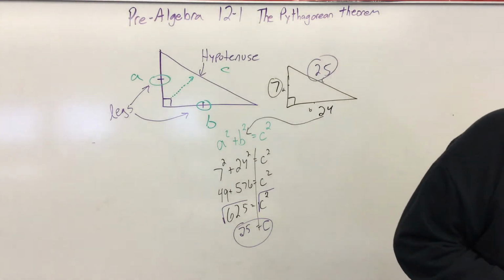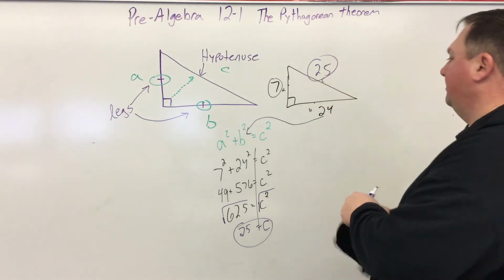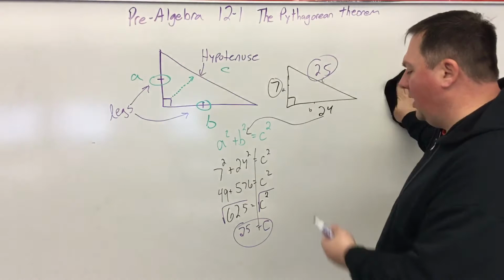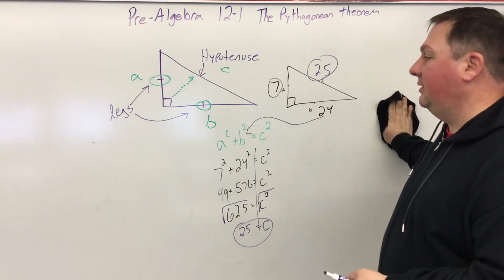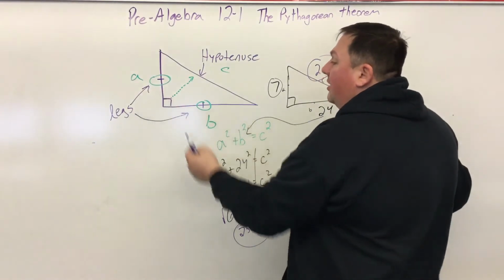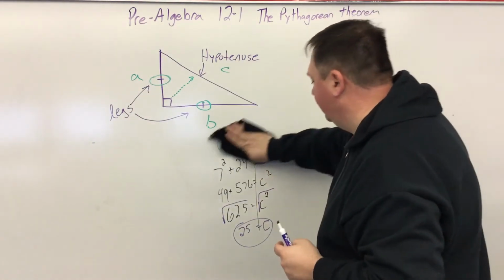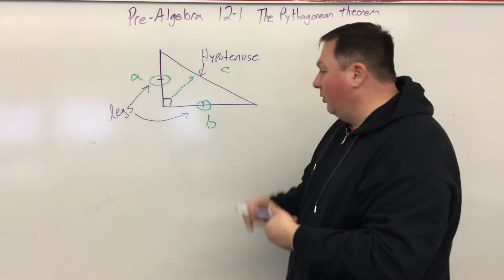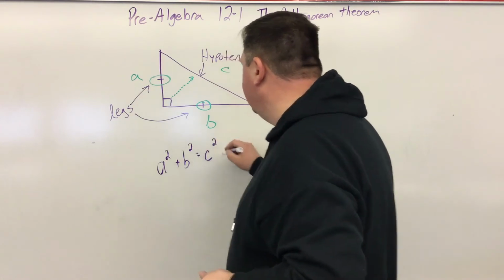So if you want to try another one, you can do the same exact formula. You could pause this video whenever you want to write down the examples, take notes. I would definitely take notes on this diagram here. So your legs are your A and B, and your hypotenuse is your C. And you will always use your A squared plus B squared equals C squared.